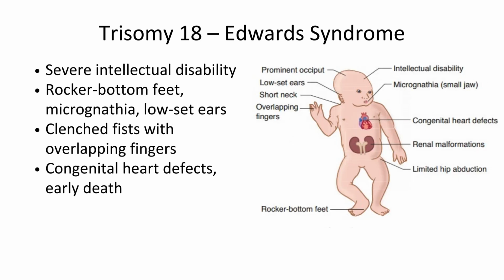Next is Edwards syndrome, or trisomy 18. These patients present with severe intellectual disability, rocker bottom feet, micrognathia, low-set ears, and clenched fists with overlapping fingers. Congenital heart defects are common, and unfortunately, survival beyond the first year is rare. It's a high-yield condition for test questions.